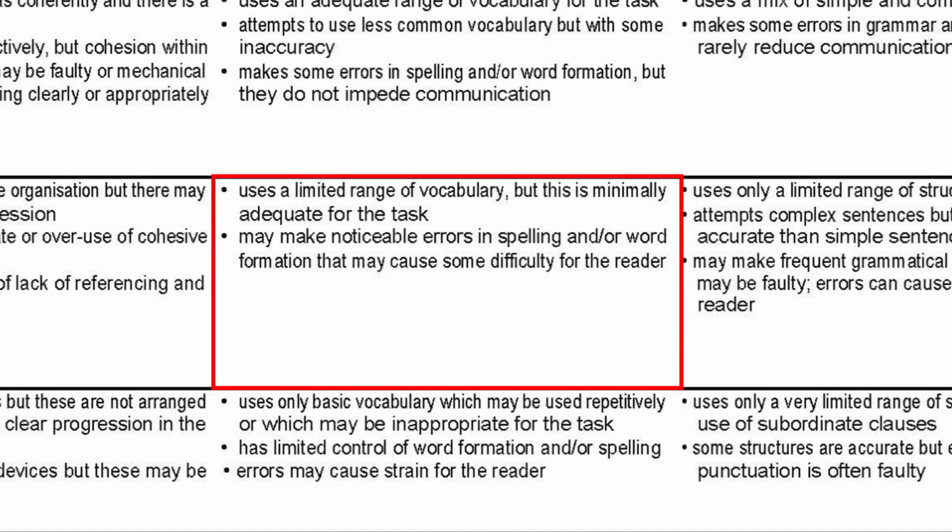Now let's check the other criteria out as well. Lexical resource. Uses a limited range of vocabulary, but this is minimally adequate for the task. May make noticeable errors in spelling and or word formation that may cause difficulty for the reader. So what's the problem here? Any other words nahi hange vocabulary which, they are not presenting a wide vocabulary. They only have a limited resources. And as well as they're making spelling mistakes, which may cause problems for the reader. Jehda padhna wala hai, ਉਹਨੂੰ difficulty hogi samjhan ਵਿੱਚ ਕੀ ਲਿਖਿਆ ਹੋਇਆ.